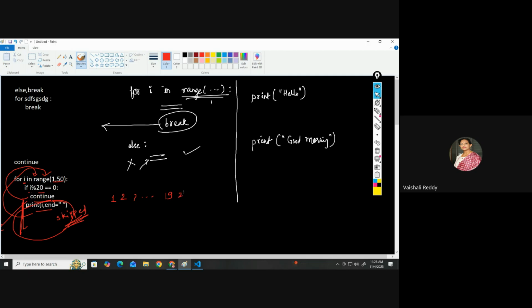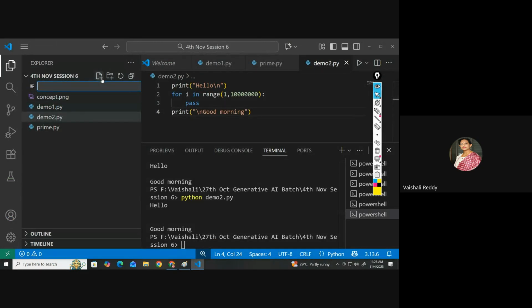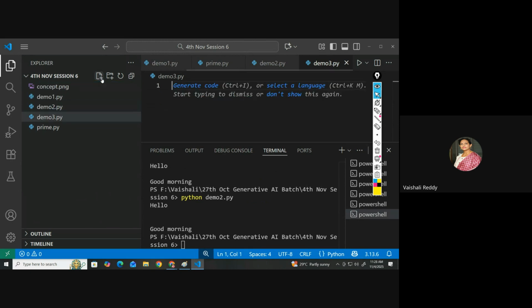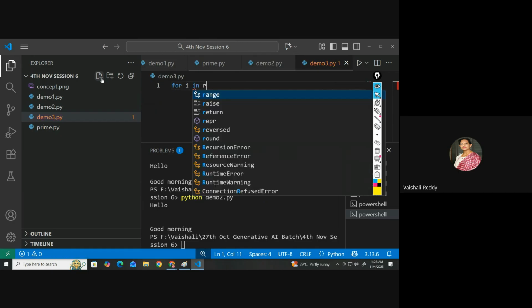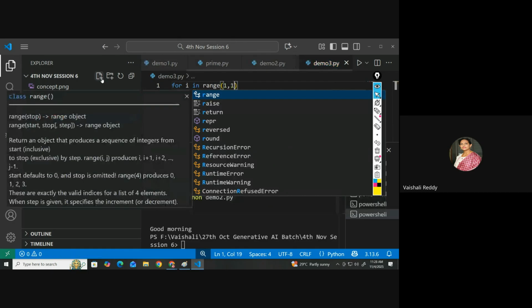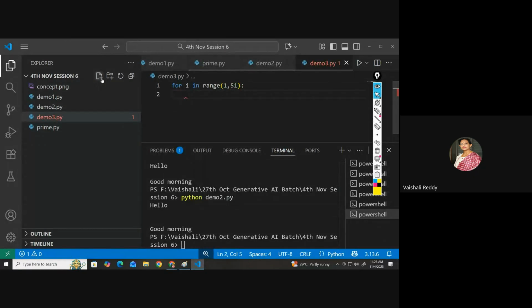So it will continue like 21 up to 39. The moment it is 40, 40 is again continue. So 40 will be skipped, and from 41 onwards we will get the output. Let me just execute and show you the result. I will write here 51 because I want 50 also. If i mod 20 equal to 0, I will say continue. Otherwise, I'll say print i.